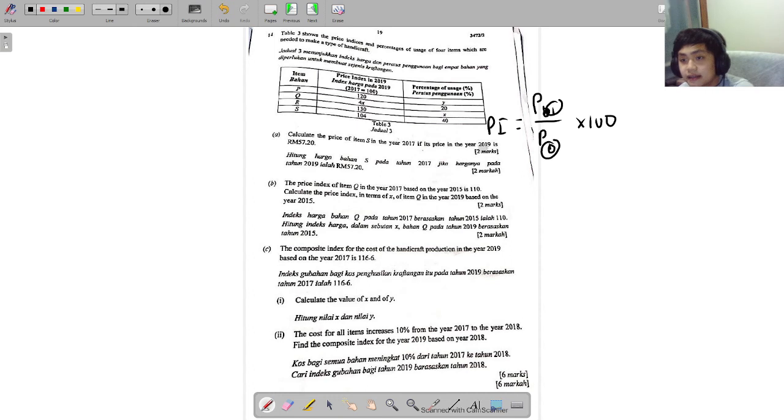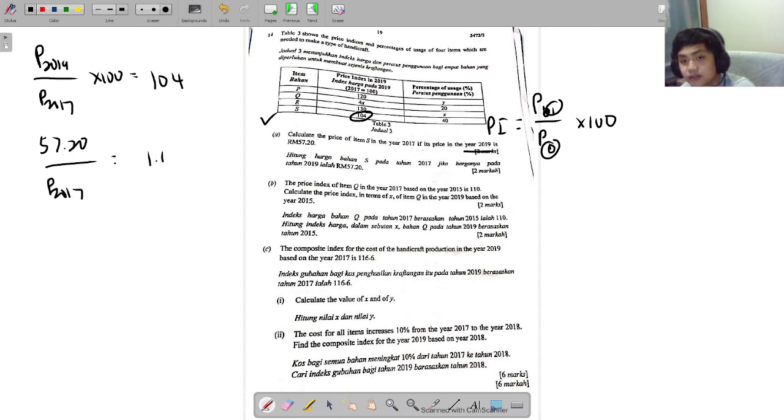So in this case, they gave us P of 2019 over P of 2017 times 100 for the item S. They already gave us the price index, which is 104, right? The price in 2019 is 57 ringgit and 20 cents, and the price in 2017 I don't know. So dividing 100 on both sides, this becomes 1.04. By making P 2017 the subject, it is 57.2 over 1.04, and that would just give us 55 ringgit.